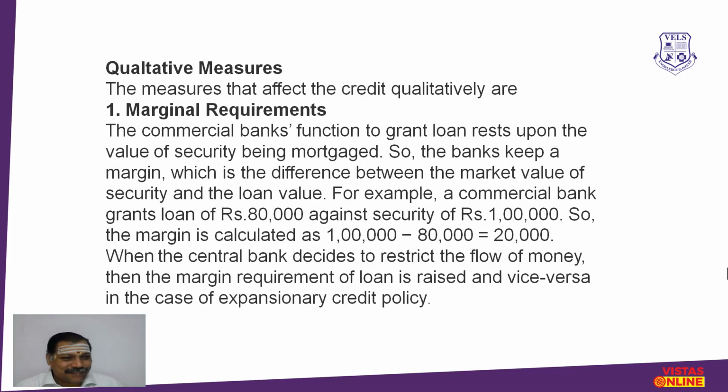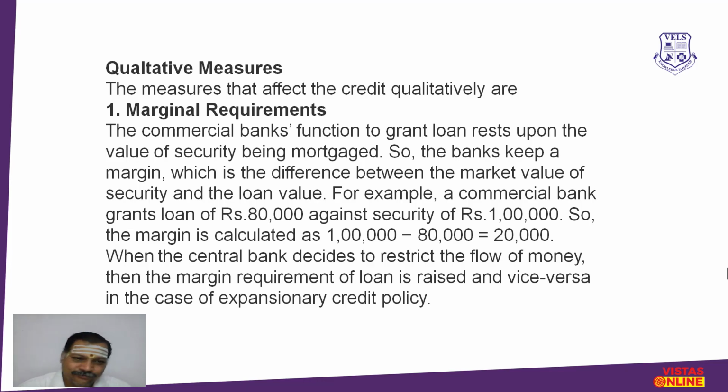So the banks keep a margin, which is a difference between the market value of the security and the loan value. For example, a commercial bank is trying to grant a loan of say 80,000 rupees against a particular security of 1 lakh. So the margin calculated is 1 lakh minus 80,000, which is 20,000.